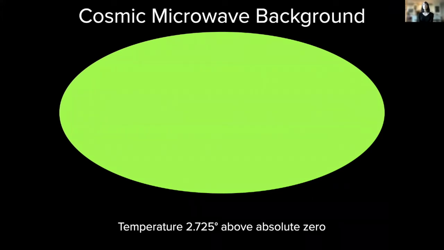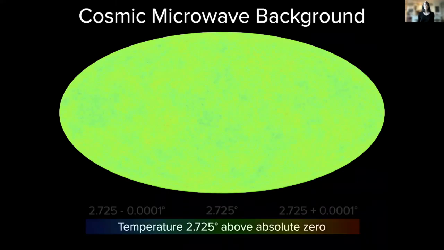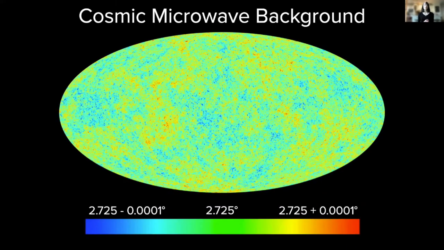It fills the universe, and it has been cooling for about 13.7 billion more years to now reach a temperature of 2.725 degrees above absolute zero. It is almost exactly 2.725 degrees everywhere. But if we look at this radiation on a much finer temperature scale, then what we see is that, in fact, there are small variations in temperature across the sky.